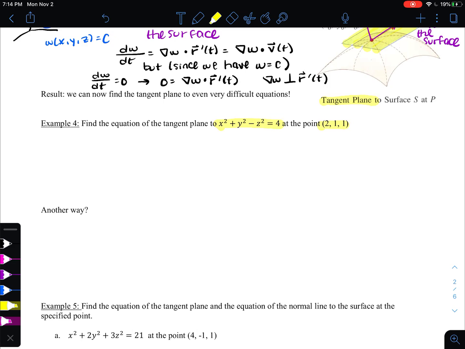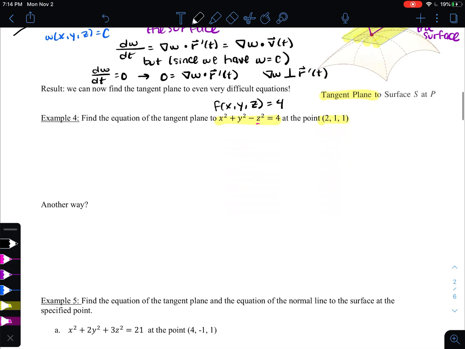But if instead we change our mindset a little bit, instead of having to solve for z and then writing that as a function of x and y and then taking partial derivatives, we think about this instead as some level surface for a function of x, y, and z. So instead we're thinking about it as a level surface for a 4-dimensional function. Do you see where I'm going? Then we can use this gradient vector application instead.